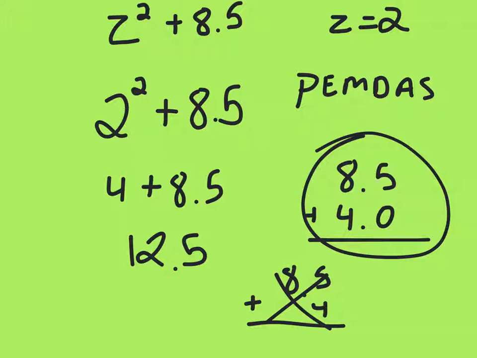Let's give you one or two to practice on your own, and then we'll be done. At the bottom is 5y plus 1, and y is equal to 6. Let's just stick with this one for now. Pause the video here, and then unpause it when you think you got the right answer.